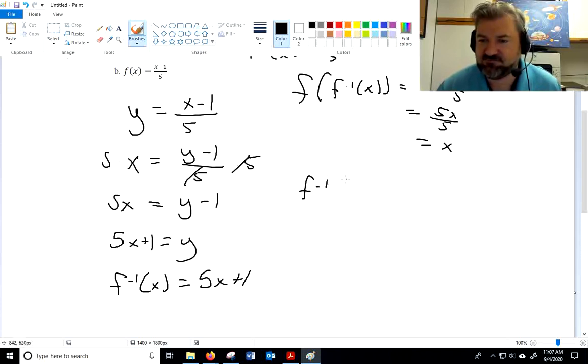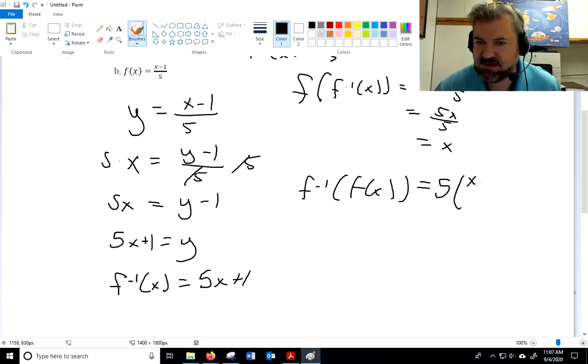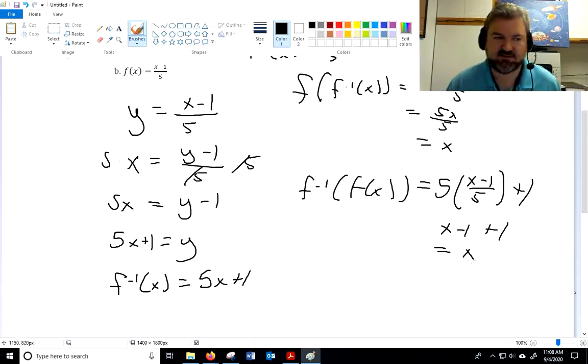Now let's try f inverse of f of x. Well, that is where I put x minus 1 over 5 everywhere there's an x. So I have a 5 times x minus 1 over 5, and then plus 1, right? So the 5's reduce, and I'm left with x minus 1, and then plus 1, and 1 minus 1 is 0, so it's simply an x. And we've done it.